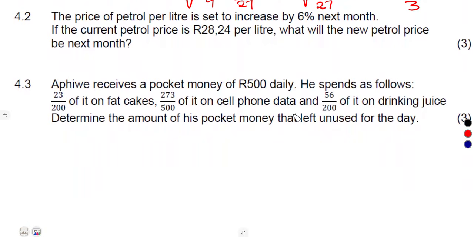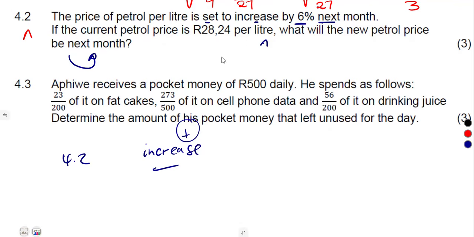On question number 4.2, we are given that the price of petrol is set to increase. It must increase by 6% next month. If the current petrol price is 28.24 per liter, what will the new petrol price be next month? Remember, next month they are saying there's an increase. So just determine the increase, then add the increase, all right? So it's going to increase by 6%.